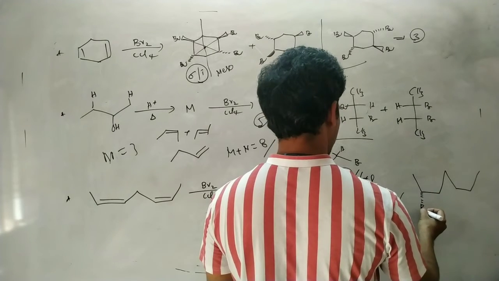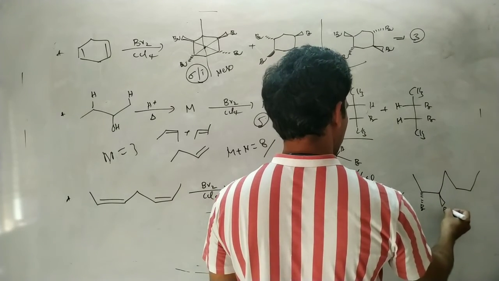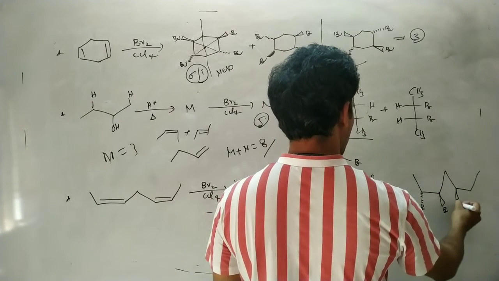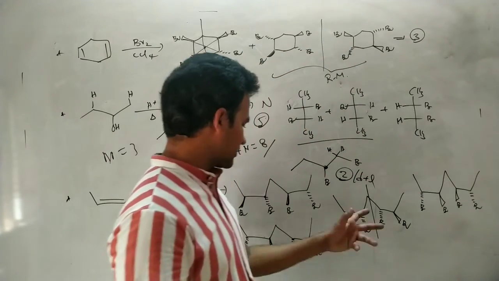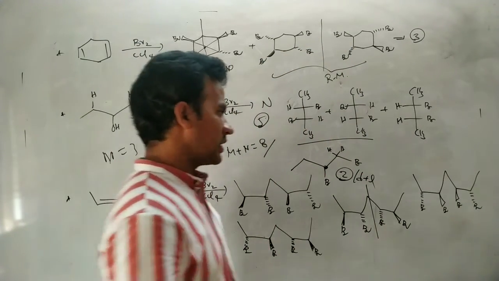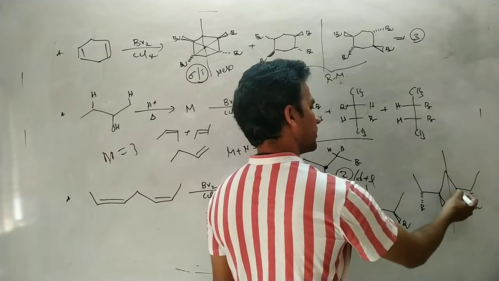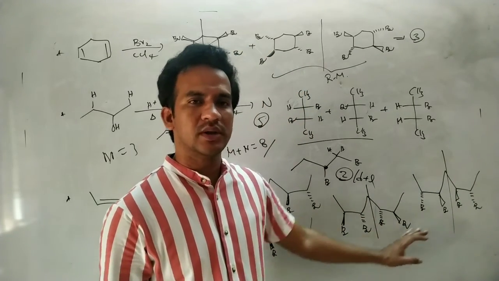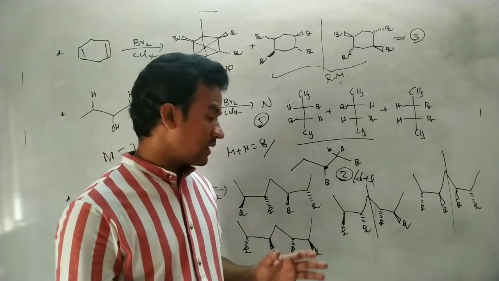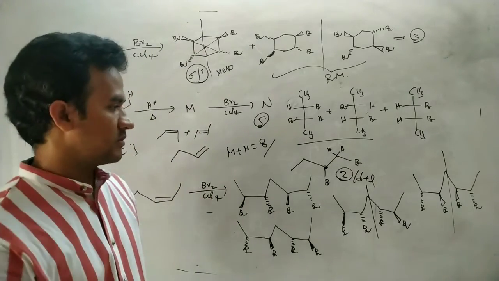Here this bromine below the plane, this bromine above the plane. Now here this bromine above the plane, this bromine below the plane. That is also a different fashion. Again here this one has a plane of symmetry. But here it is a meso compound. These two are identical. So totally you will get three products only.